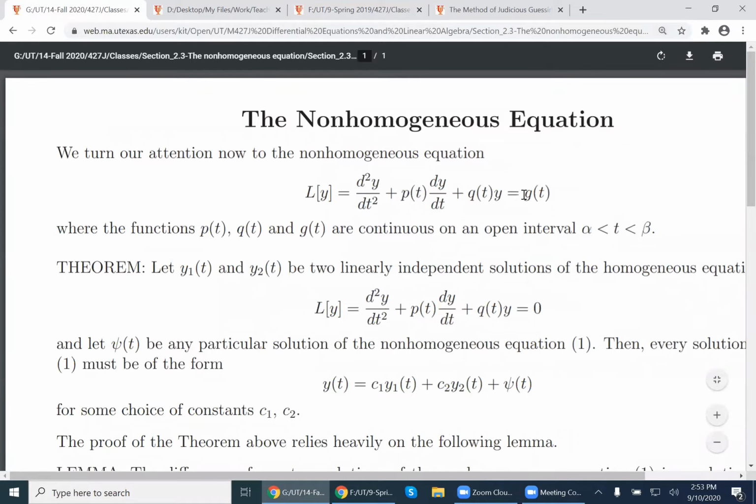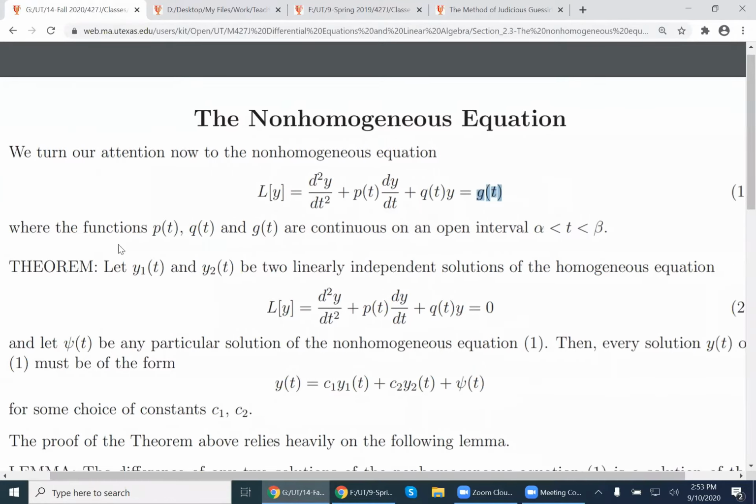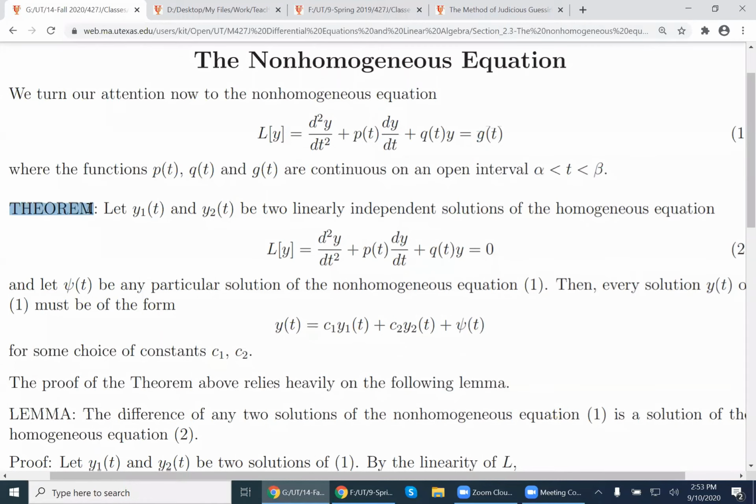Note that on the right-hand side, we have g of t. In this section, we do not discuss how to find the general solution of this equation. We will discuss the structure of the general solution of this equation. Please take a look at the following theorem.